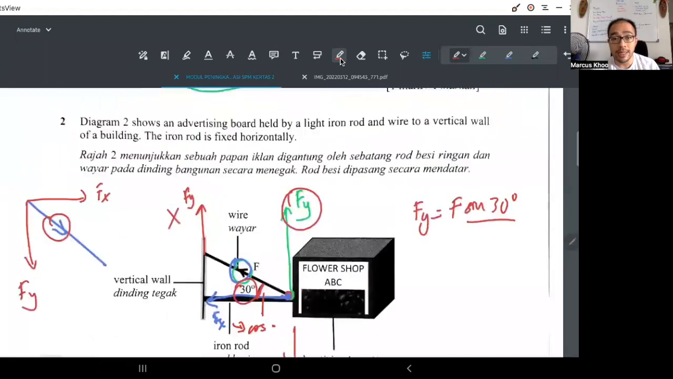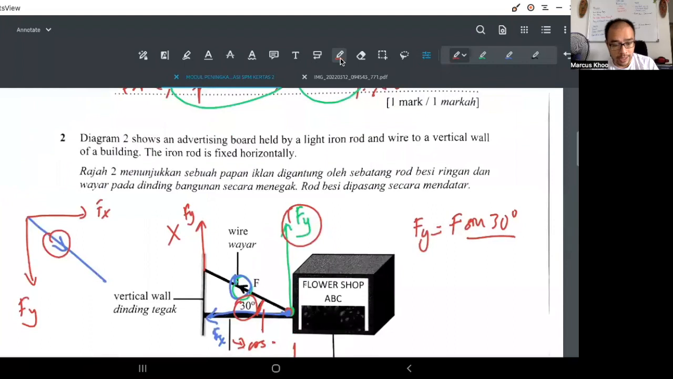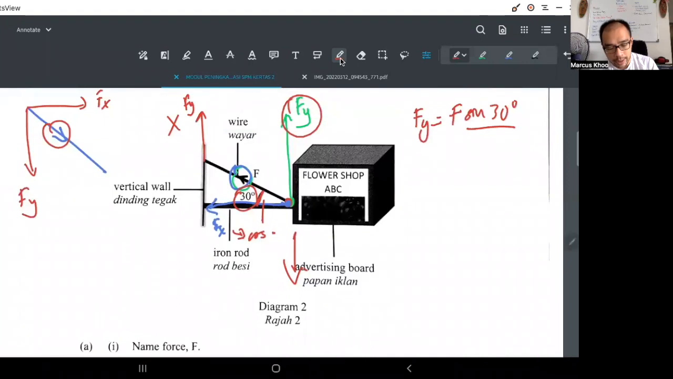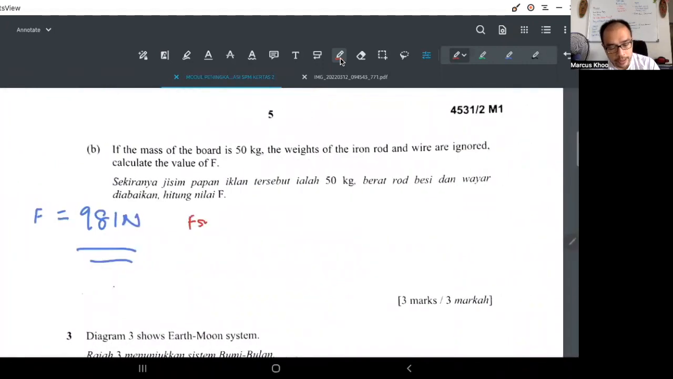And since this is in equilibrium, it is not stated but we understand it to be in equilibrium, it's not moving. So since it is not moving, that means the weight must be equal to Fy. So that means F sine 30 equals mg. You can start from that point. F sine 30 equals mg, because Fy is equal to mg.